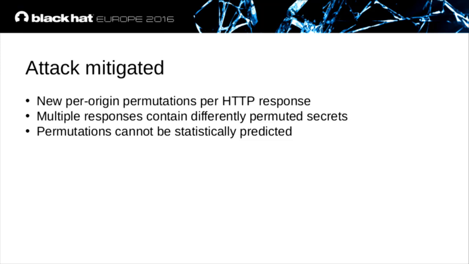The power of the BREACH attack lies under the assumption that we can perform multiple requests to the target, and after that do some statistical analysis. What we've implemented is that per HTTP response we have new per-origin permutations. So multiple requests are made, multiple and different permuted secrets are being transmitted through the network. Statistical analysis is no longer feasible.